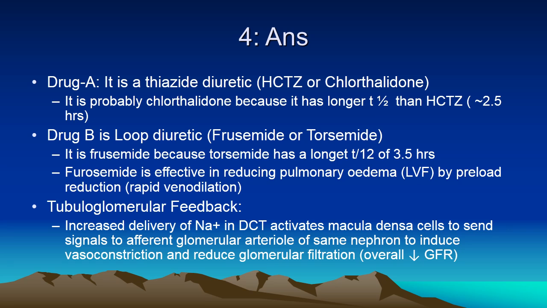Now a word about tubuloglomerular feedback. Increased delivery of sodium in the distal convoluted tubule activates macula densa cells to send signals to the afferent glomerular arteriole of the same nephron to induce vasoconstriction. Therefore, it reduces glomerular filtration. That reduces GFR. This is a compensatory mechanism that is inhibited by furosemide but not by thiazides.